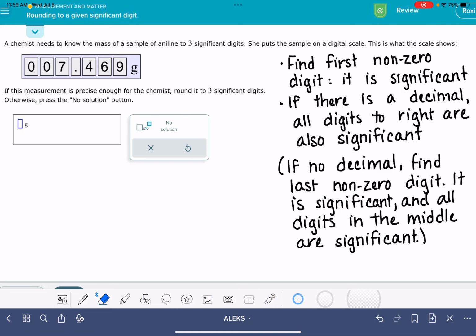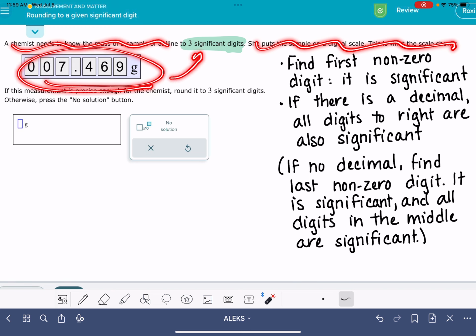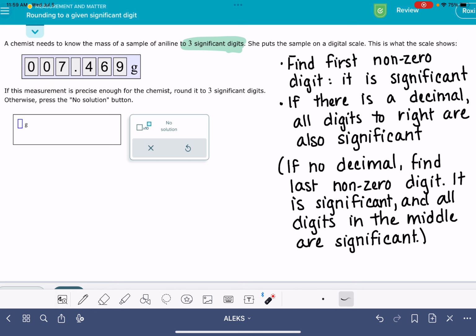In this video, I'm going to show you how to solve the ALEKS problem called rounding to a given significant digit. This problem is going to give you a number, and ALEKS wants to know if it's possible for you to round that number to a particular number of significant figures. There's a bit of a story associated with this problem, but you don't need to pay attention to that story at all, just the number and the number of significant figures that ALEKS wants.